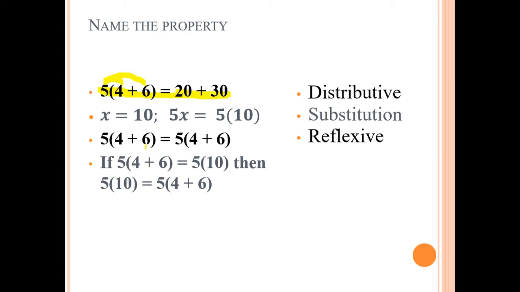Then we have if 5 times 4x equals 5 times 10, then 5 times 10 equals 5 times 4 plus 6. So this was on the left side of the equation, but switched to the right side of the equation. So we have to think back to our properties we just went over, to which one is where they switch sides of the equation. And that's the symmetric property. Because if A equals B, then you can also write it the other direction and say that B equals A.